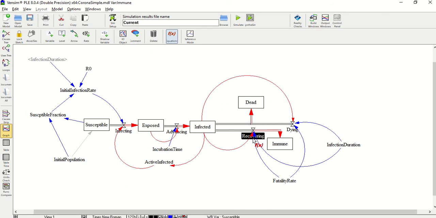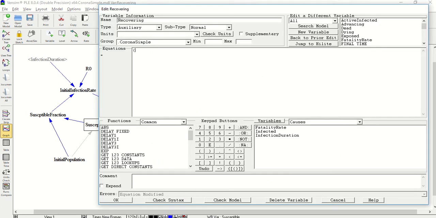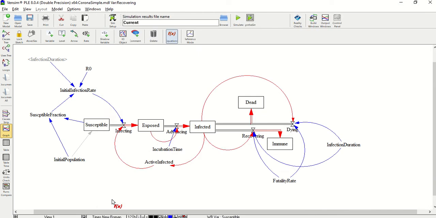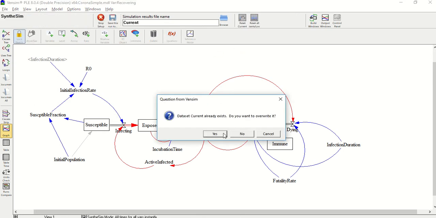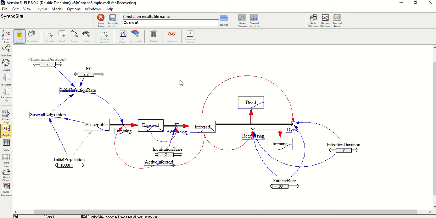And then the final thing we need to parameterize is our recovering. And that's going to be 1 minus the fatality rate, which is the recovery rate, sort of by definition, times the infected over the infection duration. And there's our system. We're going to click Save. We're going to click our synth sim. And voila. It all worked.